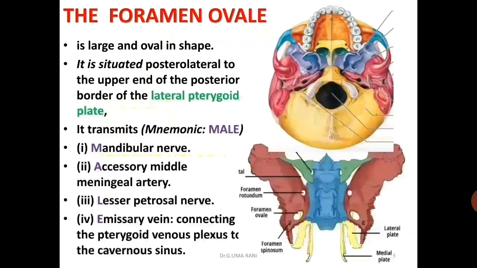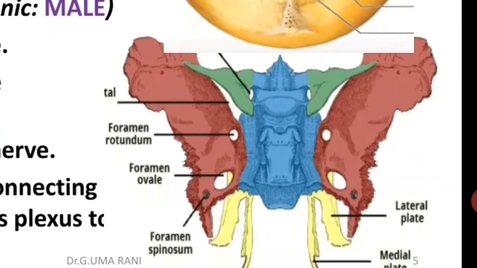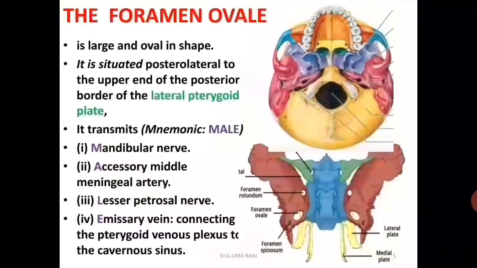And foramen ovale. The greater wing of the sphenoid bone on either side, you can see in this image, the brown color one. On either side there are three openings: foramen rotundum, foramen ovale and foramen spinosum. In this slide we will discuss the foramen ovale.